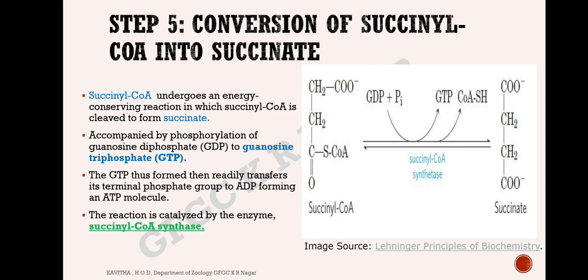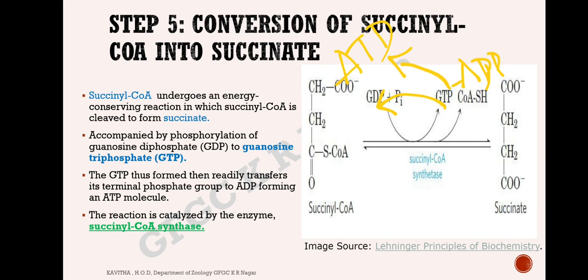and here the enzyme used is succinyl coenzyme A synthetase, and in this reaction 1 molecule of GTP is produced. This GTP is nothing but guanosine triphosphate. This reaction is a coupling reaction where the GTP formed will donate its phosphate to ADP in such a way that a molecule of ATP is produced here, and GTP is converted back to GDP.